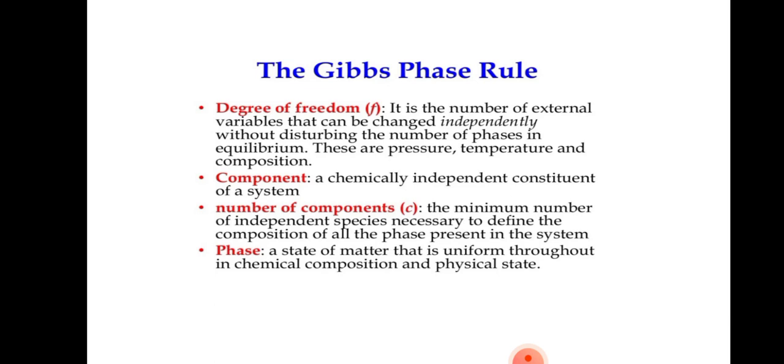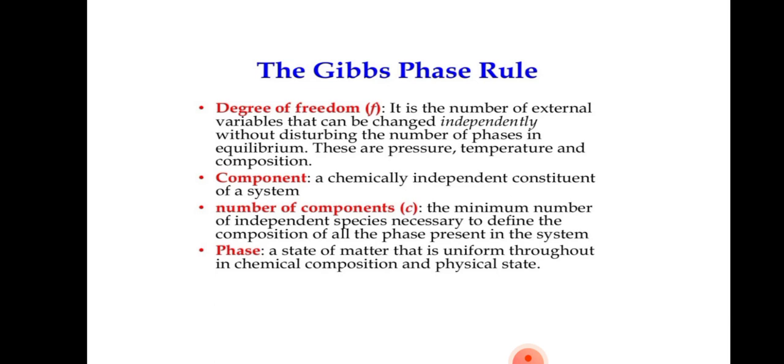What does that mean? Out of temperature, pressure, and composition, how many variables can be changed so that the phase equilibrium is not disturbed? So this is called the degree of freedom.